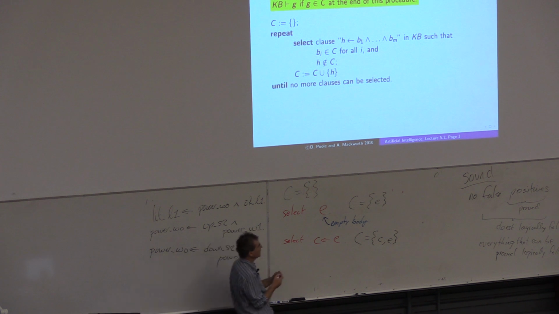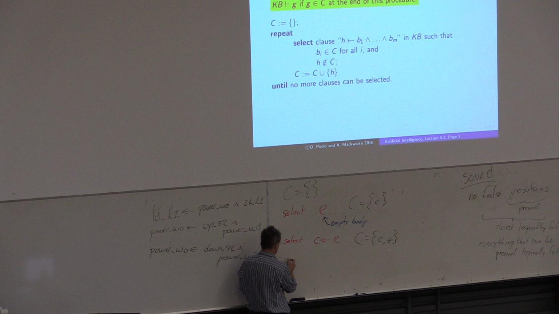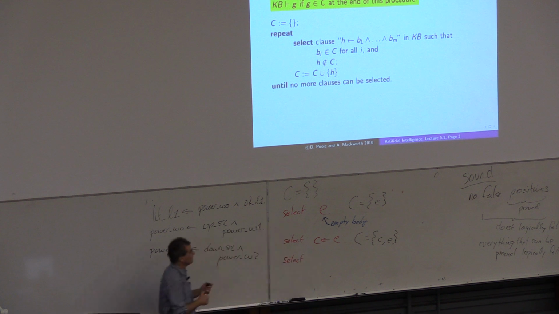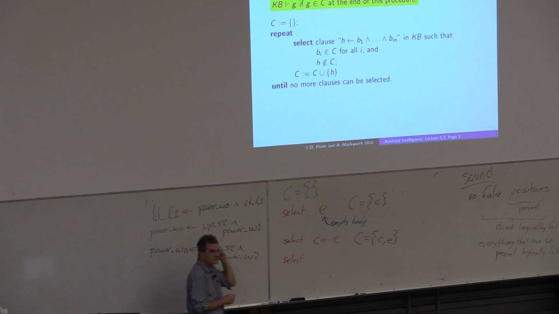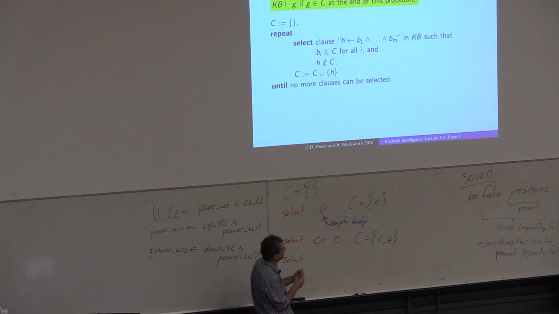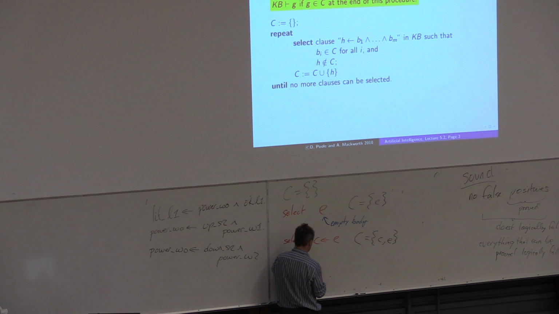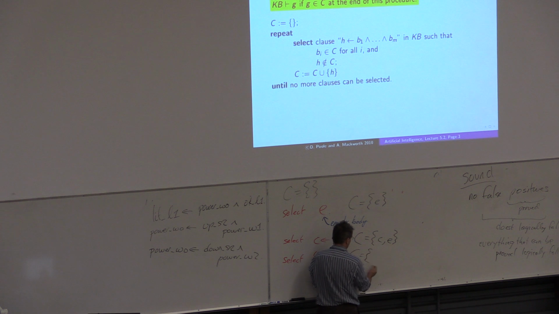So now what can I select? Is there anything else I can select? So I can select F if C. I can only select one at a time, F if C. And now what's C equal to? This consequence set.